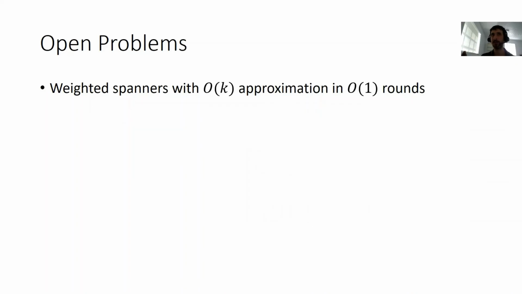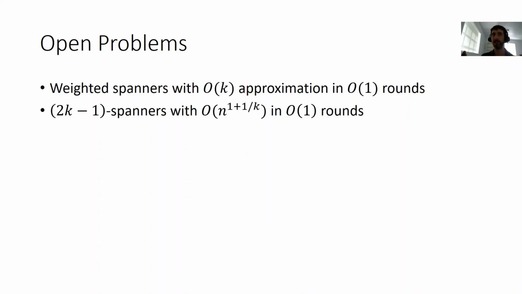So what are the open problems? First, our algorithm gives for weighted graphs an order of k log n approximation. Can we find weighted spanners with an order of k approximation in order of one rounds and the same edge set size? Secondly, one can hope for a better trade-off in constants. So currently we find an order of k approximation in unweighted graphs, but existentially you can show that there is a spanner of approximation 2k minus 1 with the same edge set size. Can this be found in order of one rounds?